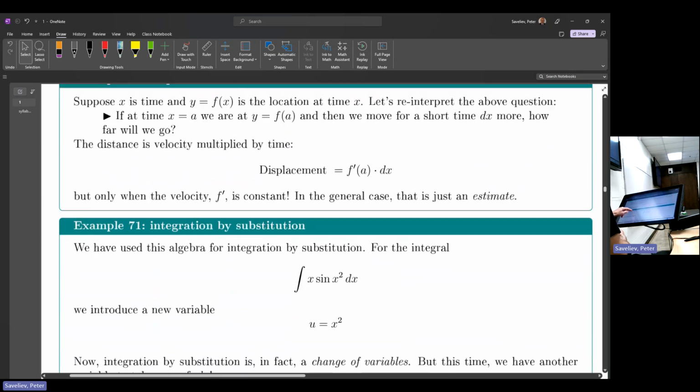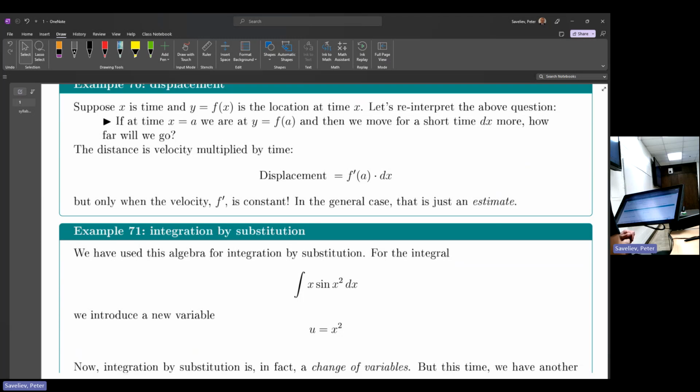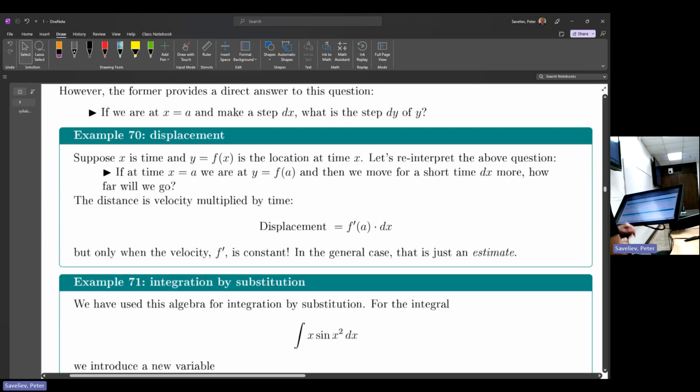Just to remind you, because we're going to progress from this into more complex situations, let's carry out integration by substitution. It's just a review of calculus. So I have my function right here, x sine x squared dx, a simple one.